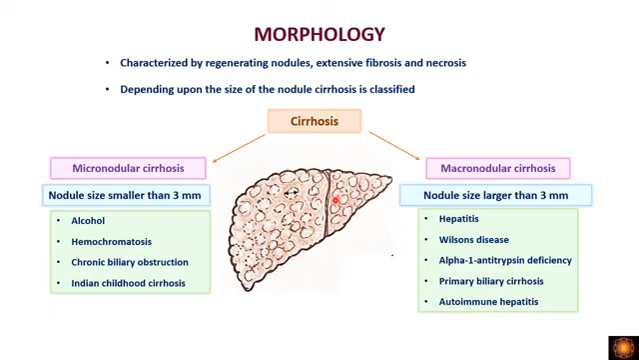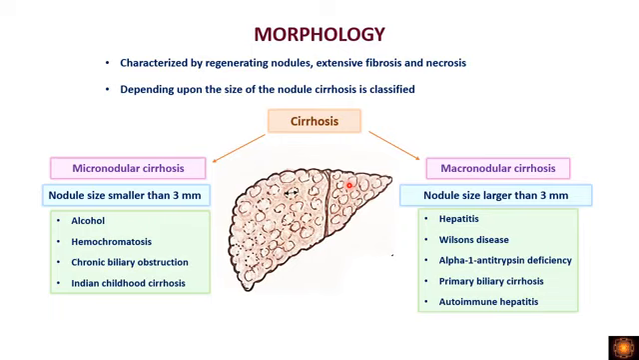In alcoholic fatty liver, initially we will have micronodular cirrhosis, and slowly at the end stages it becomes macronodular. So in the transition phase we have both micro and macronodules. In those conditions we call it a mixed type of cirrhosis.